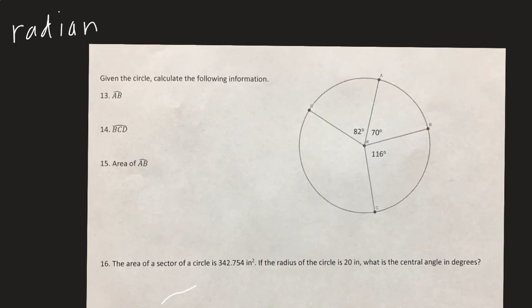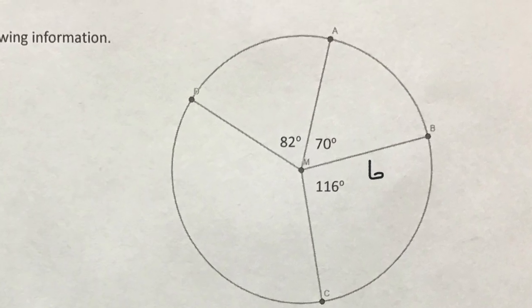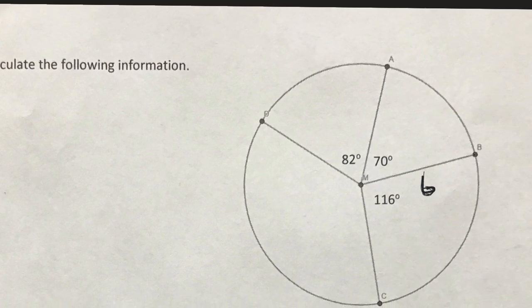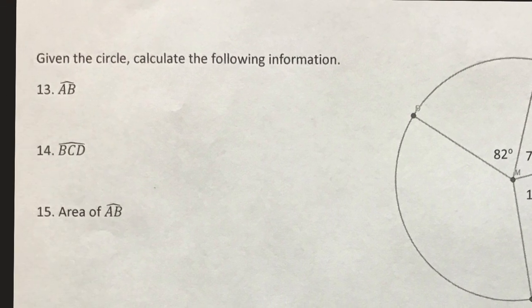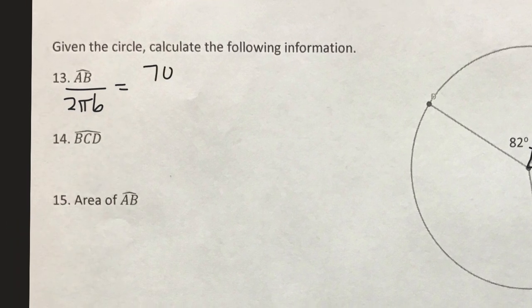So our first problem, we have to add in a radius, and I told everyone in class that we should put a radius of 6. So let's do all these problems with a radius of 6. Find the arc length from A to B, the length of this arc. So it's arc length over 2 pi r equals the angle. The central angle is 70 degrees, equals 70 over 360.